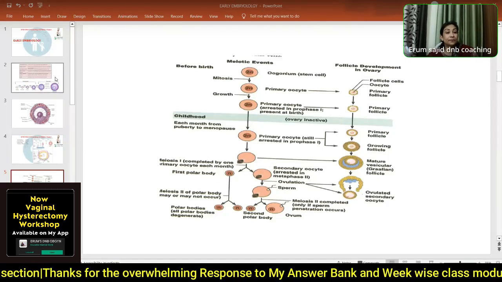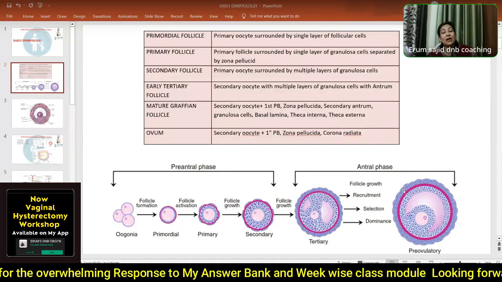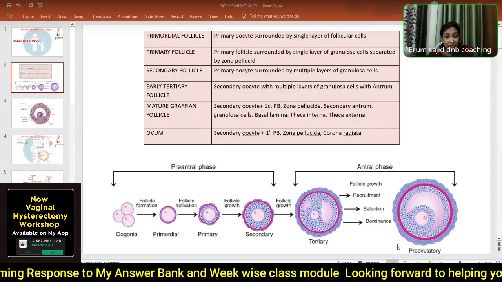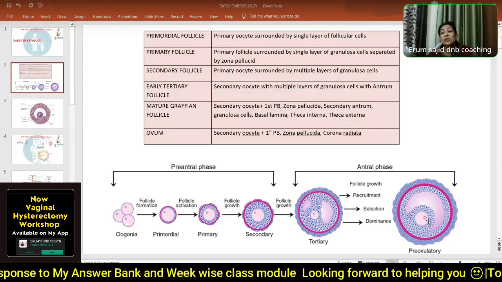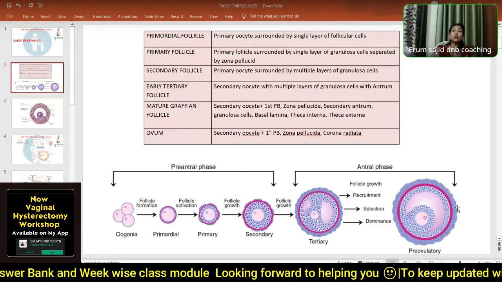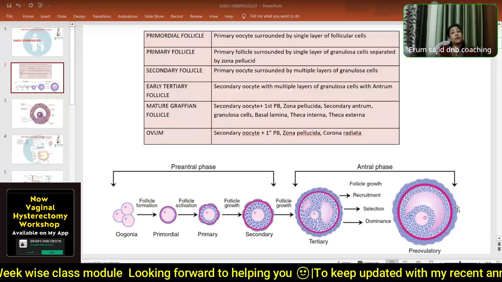Secondary oocyte is here. As you can see, this is the tertiary follicle, the early tertiary follicle, and the mature Graafian follicle, which has still not extruded out the ovum. This is the ovum, guys. Remember this. Here is the Graafian follicle. I'll tell you a little about the Graafian follicle also, because that is also asked in your exams, as a short note on Graafian follicle.